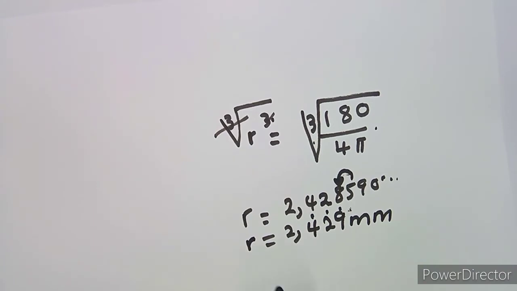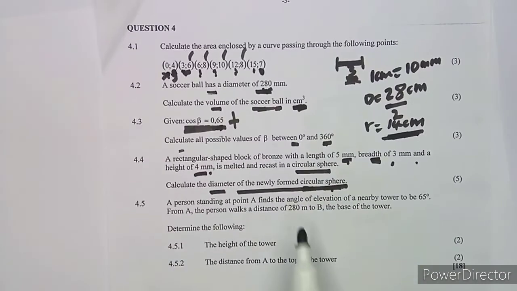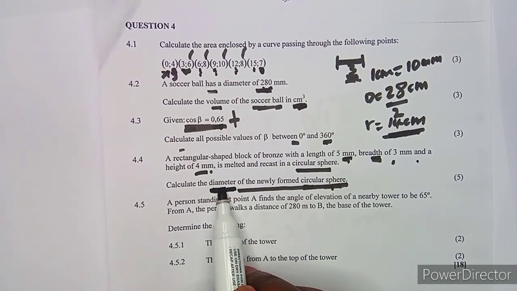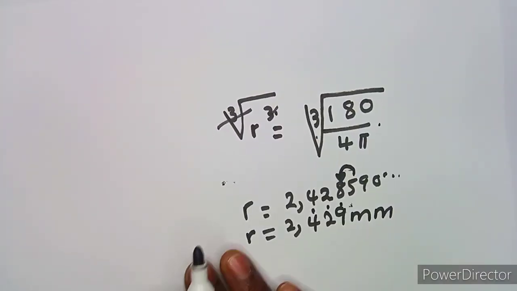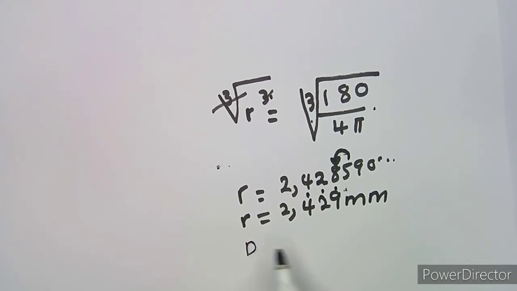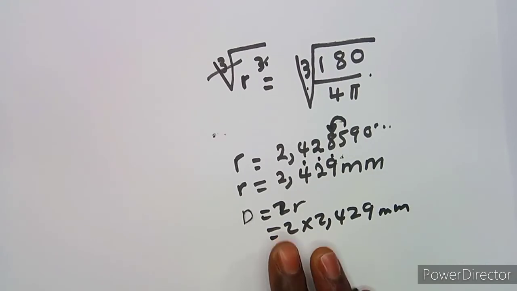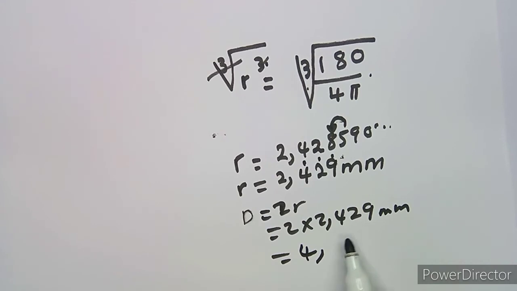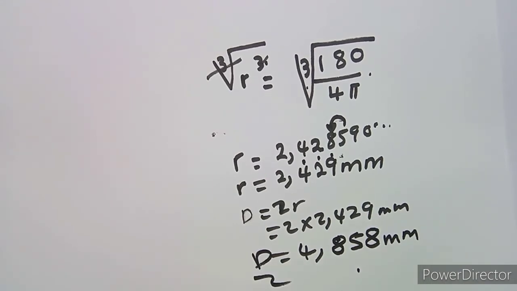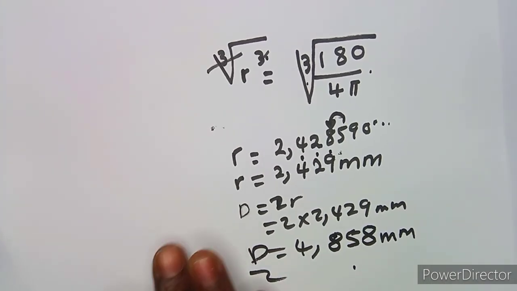But the question is not asking about the radius. We want the diameter there. So the diameter is going to be the product now, which is diameter is 2r. So it's 2 times 2.429 millimeters, which is going to give us 4.858 in millimeters. So this is the diameter of the newly formed sphere from that question.